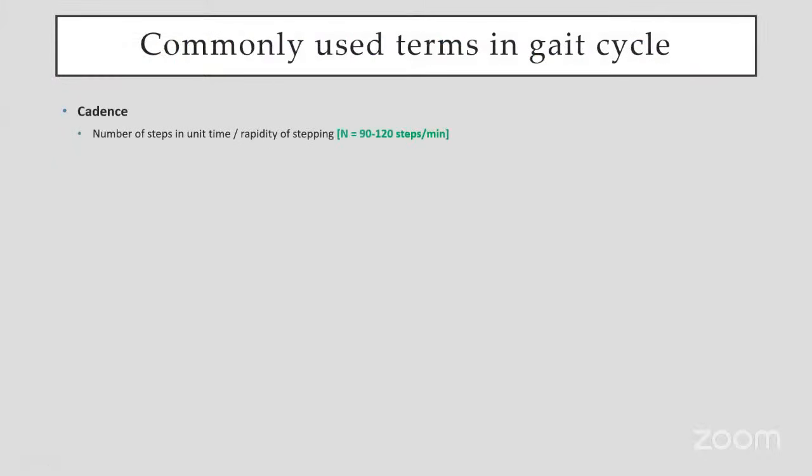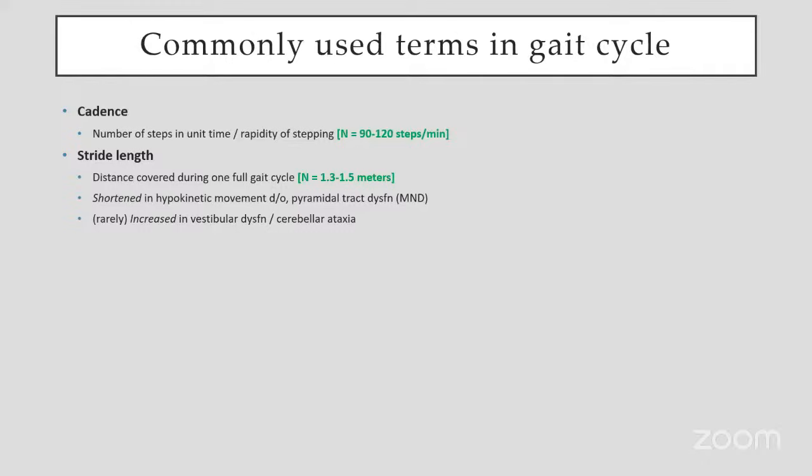So what are the common terms which we use in the gait cycle? Cadence. This is the number of steps in unit time or rapidity of the steps. Normal will be 90 to 120 steps per minute. Stride length. The distance covered during one full gait cycle is called stride length. That is 1.3 to 1.5 meters. It will be shortened in pyramidal tract dysfunction or hypokinetic movement disorders, and rarely increased in vestibular dysfunction or cerebellar ataxia.